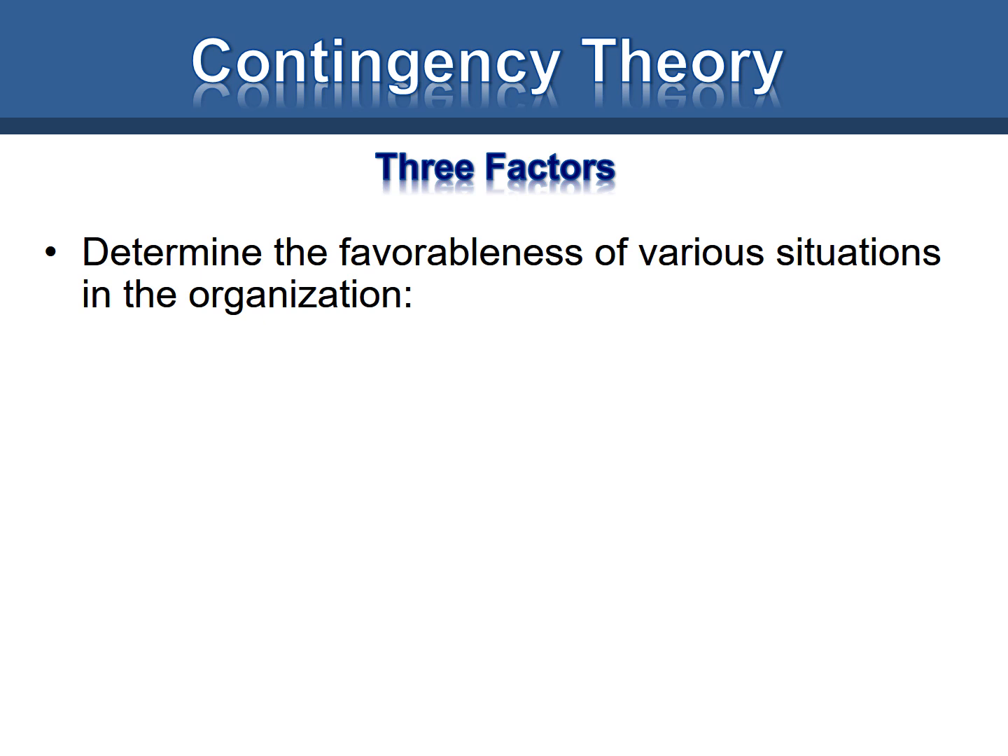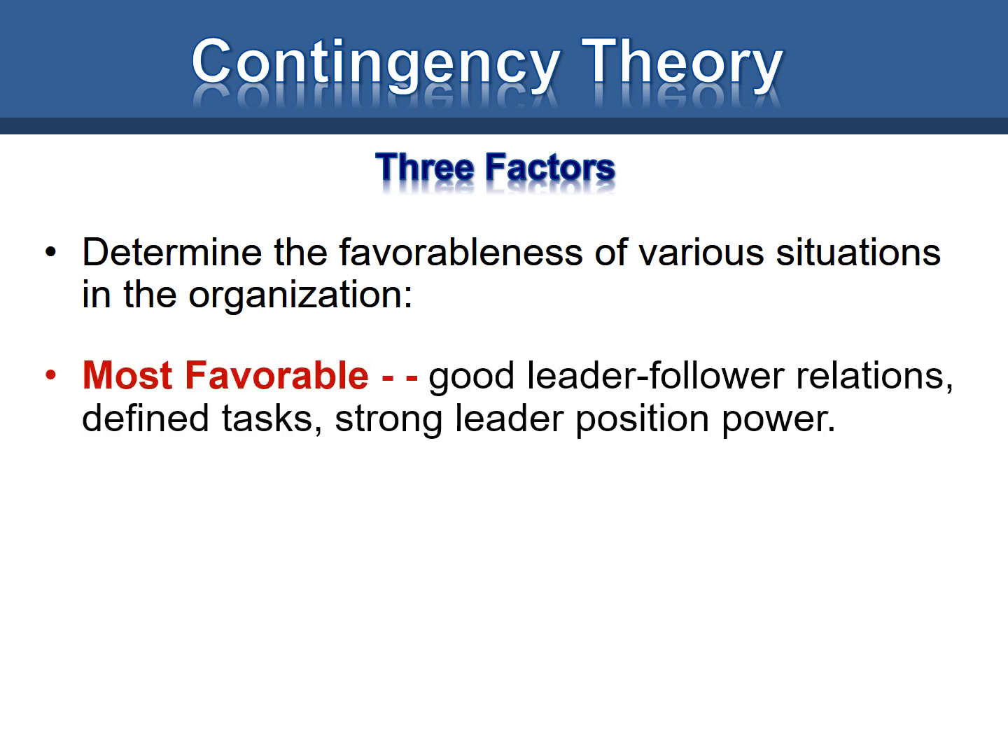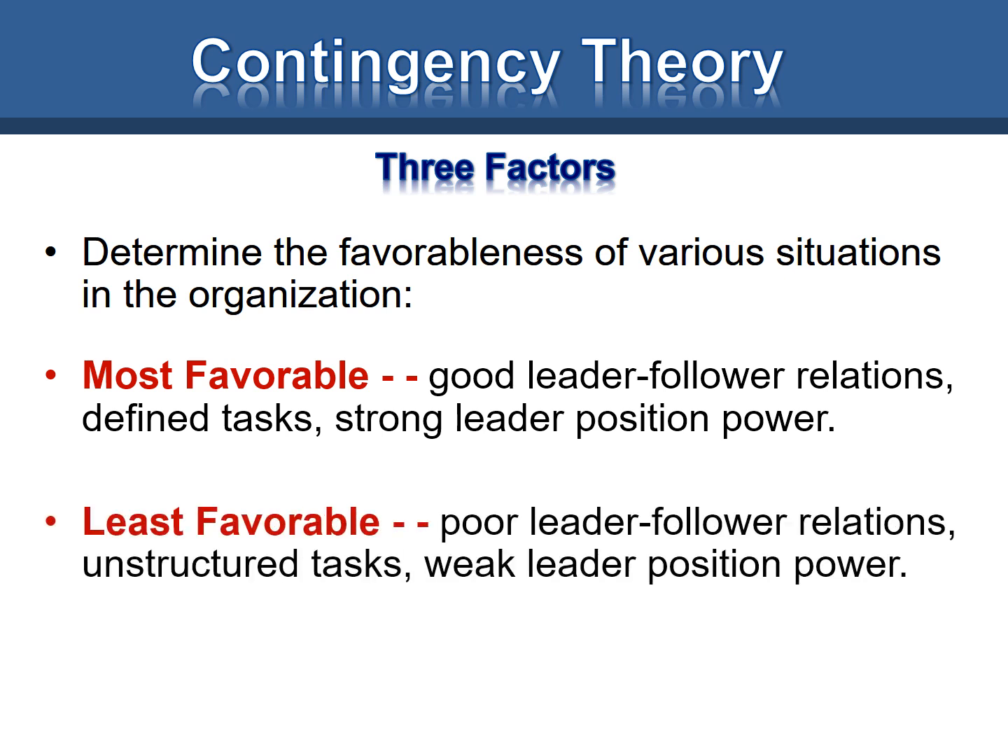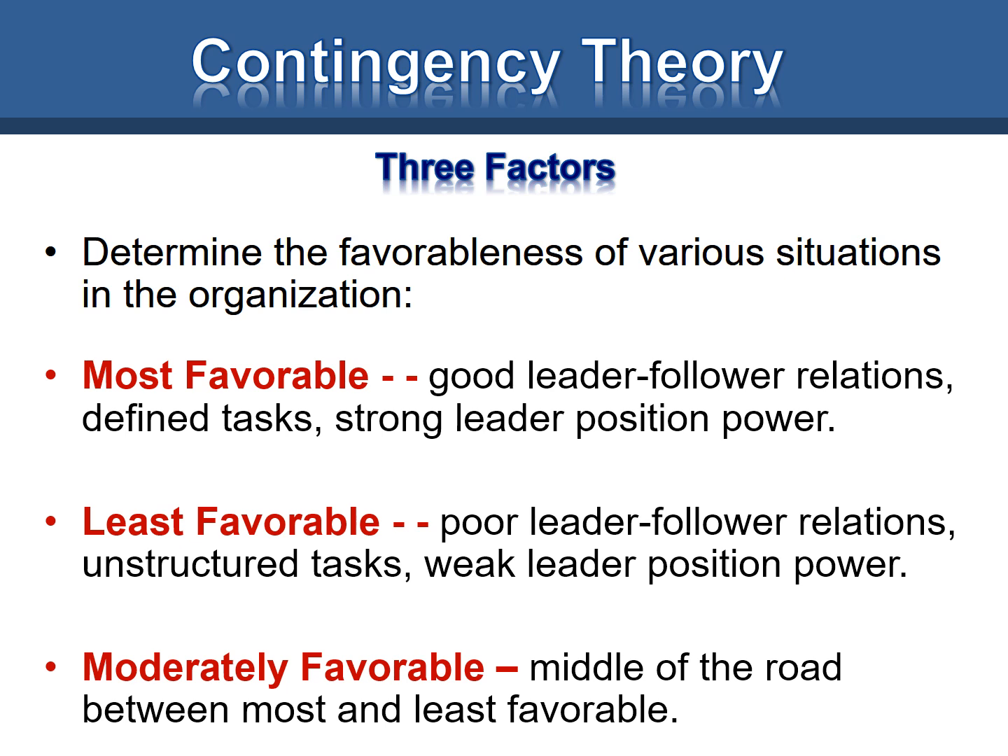Three factors determine the favorableness of various situations in the organization. Most favorable, good leader-follower relationships, defined tasks, strong leader position power. Least favorable, poor leader-follower relationships, unstructured tasks, and a very weak leader position power. Moderately favorable, it would be middle of the road between most and least.